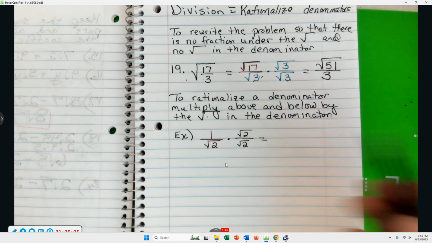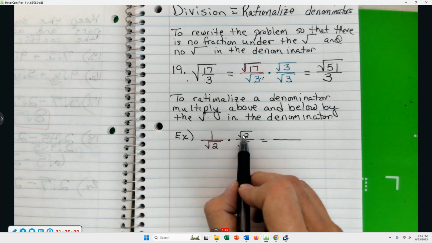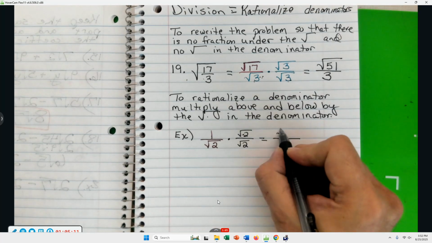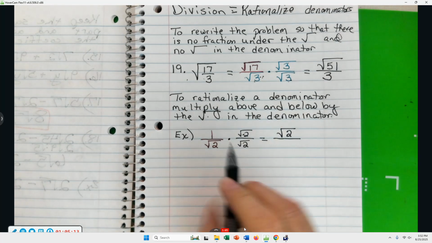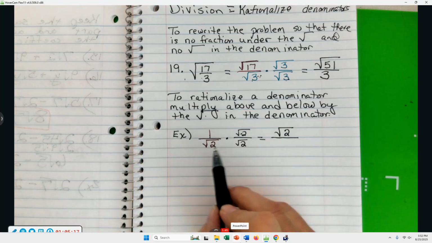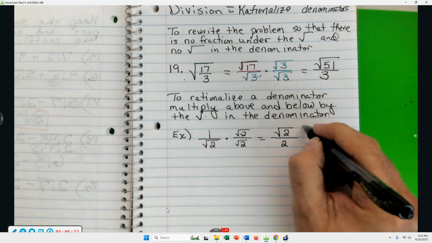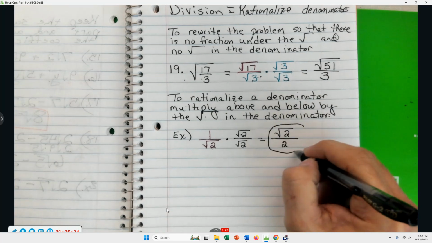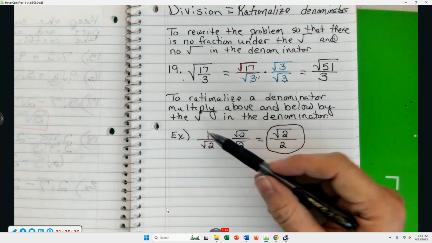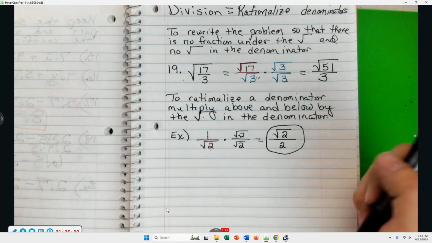And then it falls out so nicely on top: 1 times the square root of 2. 1 times anything is just anything. What's he going to have on the bottom? Just a square root of 2 times the square root of 2, which is 2. This is something every trig student in the world knows. 1 over the square root of 2 rationalizes to square root of 2 over 2.